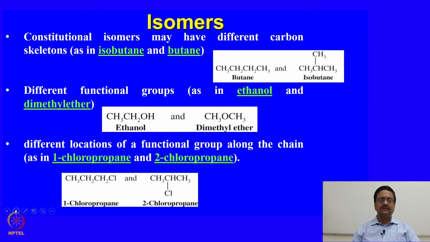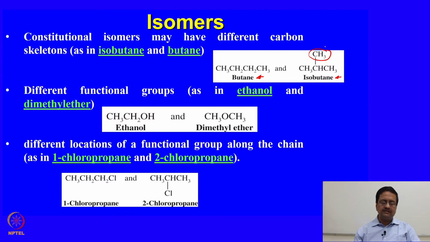When we first try to understand what constitutional isomers are, we should know that constitutional isomers may have different carbon skeletons. That means you may have the same molecular formula but a different carbon skeleton, as shown here in this particular example, where you can have butane in a chain or linear form, or butane having a branch using a methyl group, forming isobutane. So that is a constitutional isomer.